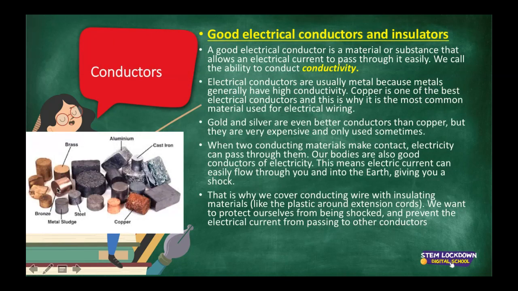And we actually have a good idea of examples of conductors, just like in the picture over there: brass, bronze, metal sludge, steel, aluminium, cast iron, copper. Now we know that silver and gold are also very good conductors.